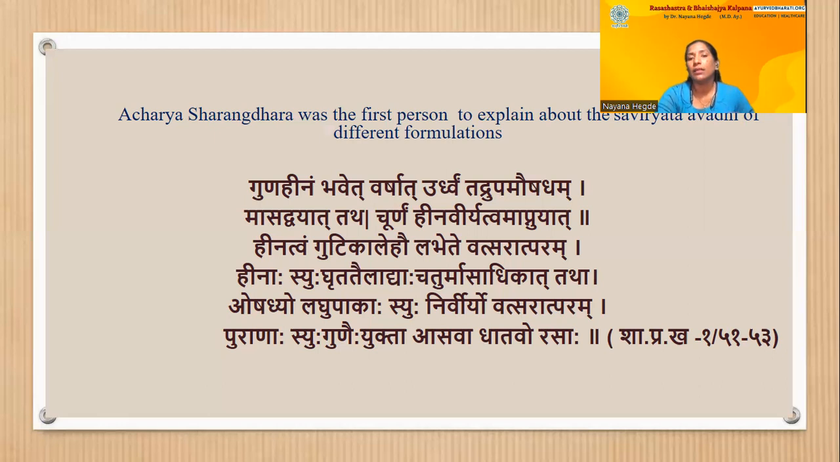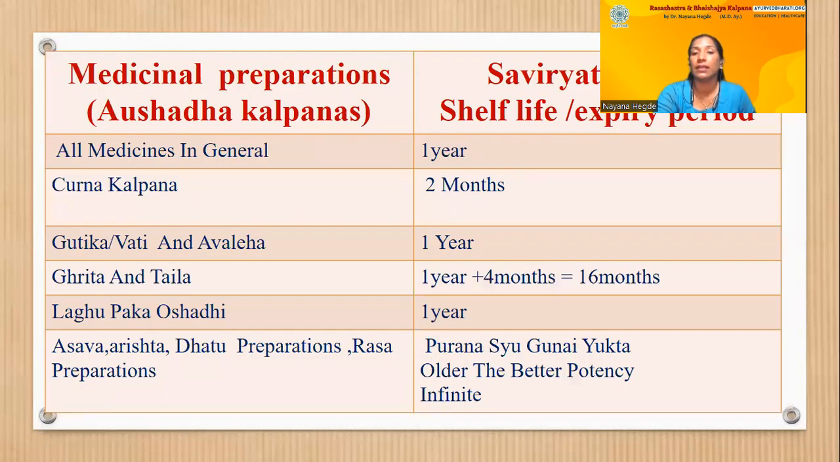मतलब क्या है? तद्रूपम औषधम वर्षात् ऊर्ध्वम. एक वर्ष के बाद सारे मेडिसिन अपनी पोटेंसी को लूज करना स्टार्ट करते हैं। अपने गुण में हीनता होती है, गुण कम होने लगता है। All the medicines in general will start to lose its potency after 1 year.